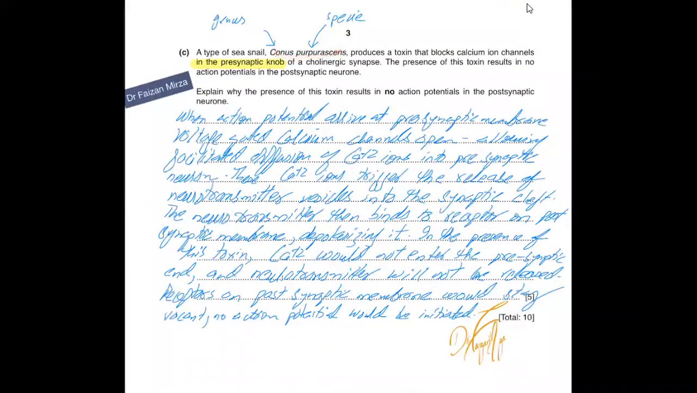Then the next part is the type of sea snail. They mentioned the name. We know the first letter of the first word here represents the genus. The second word represents the species. It produces a toxin that blocks calcium ion channels in the presynaptic knob.